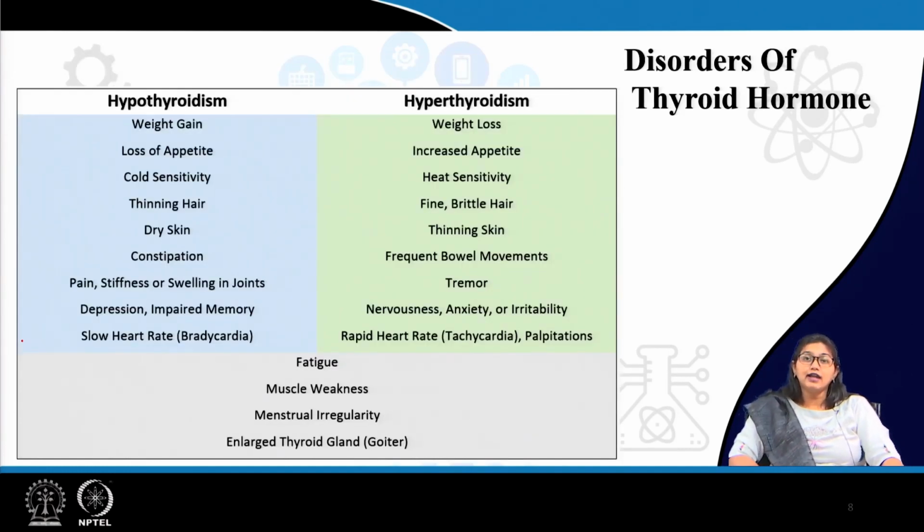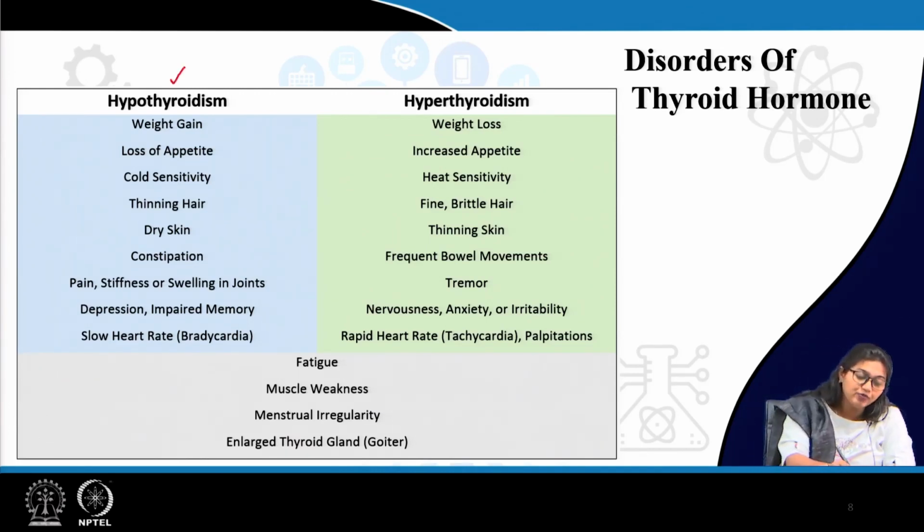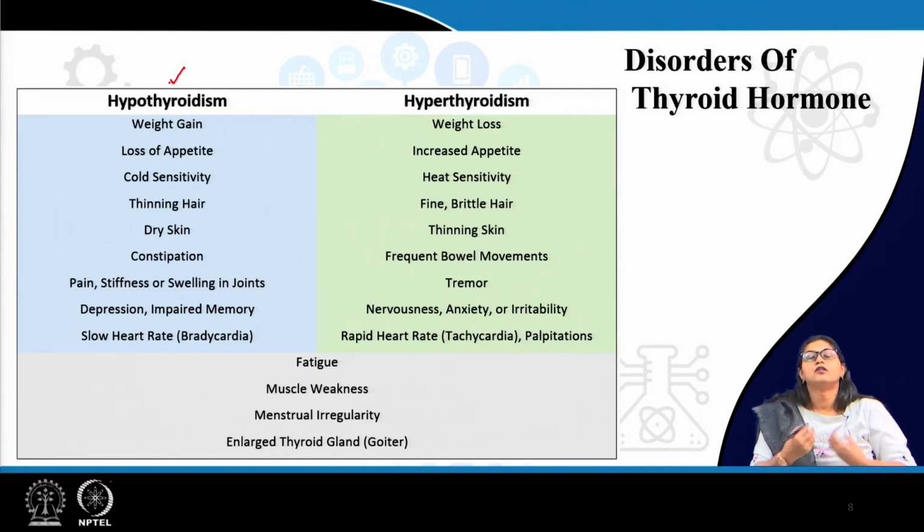Now, thyroid disorders are grossly, as I am showing you here, divided as either high thyroid hormone level or low thyroid hormone level. So, when the thyroid hormone levels are low, that is known as hypothyroidism. When the thyroid hormone levels are high, that is known as hyperthyroidism.